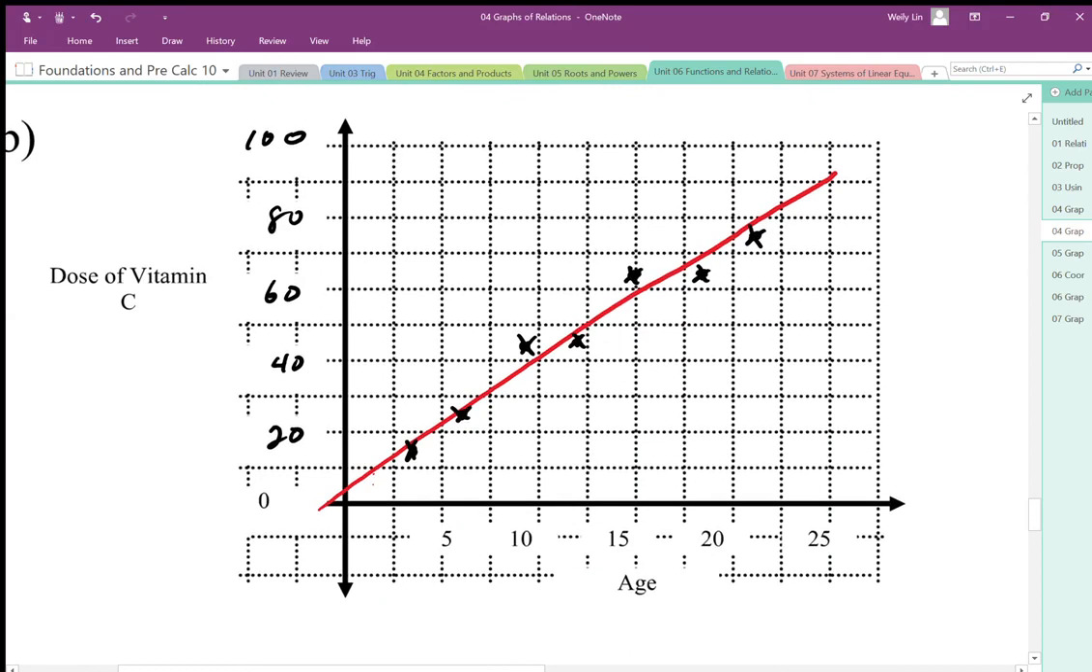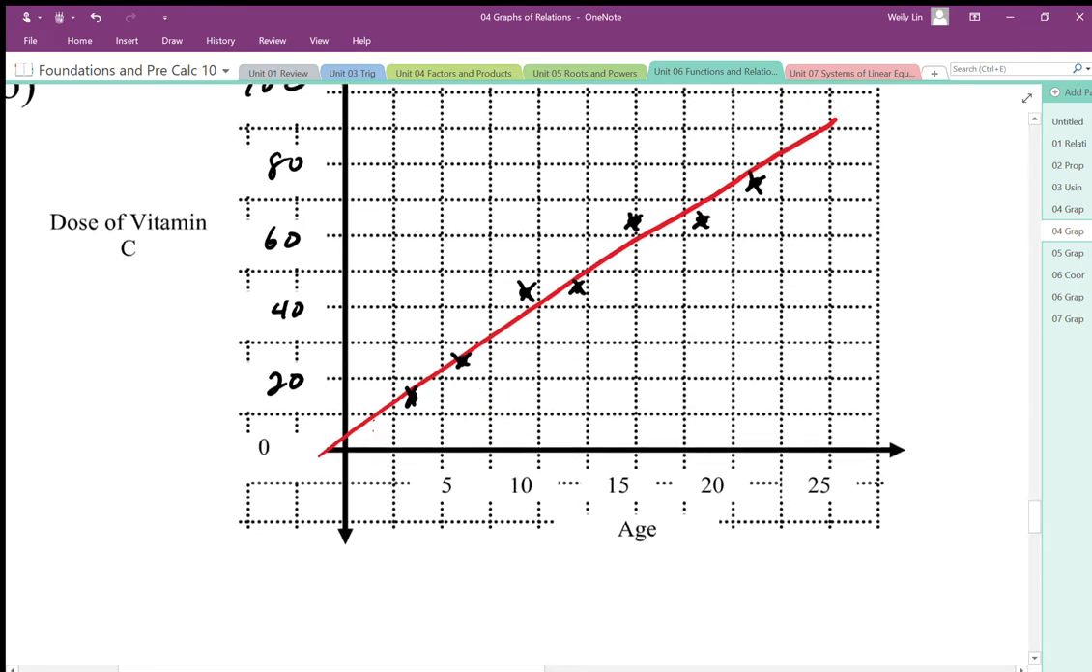Same thing here. Again, in this case, we're not going to join the points because we're better off giving this general relationship. Is this relation a function? Yes, it is. It passes the vertical line test.